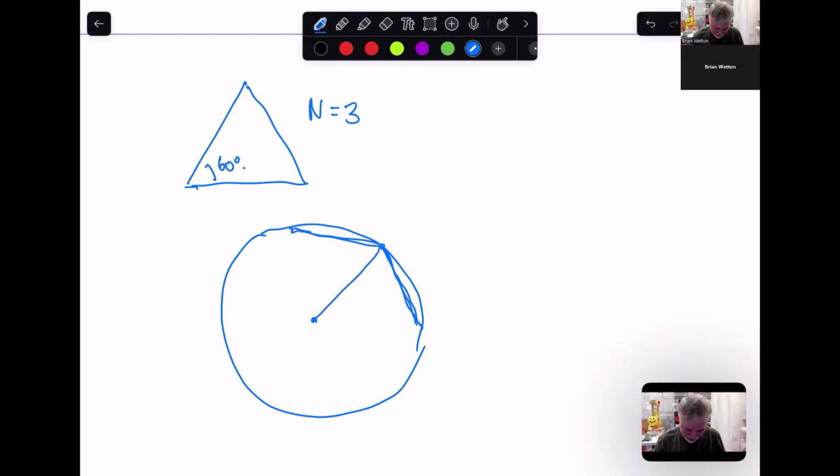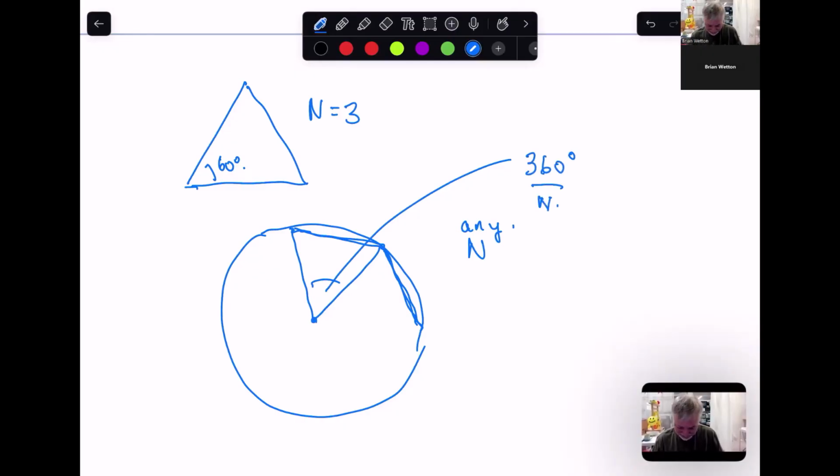One thing I do know is that to make the side with any n, I do this construction in the unit circle, where this angle is the 360 degrees divided into n pieces. So that angle will be 360 degrees divided by n. And I also know that this is the angle I want here. I'm going to call that angle theta.